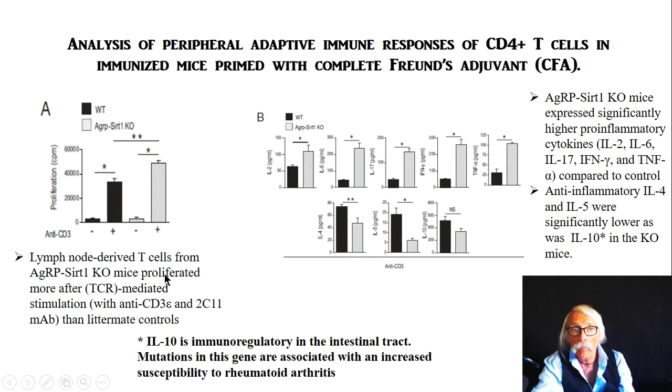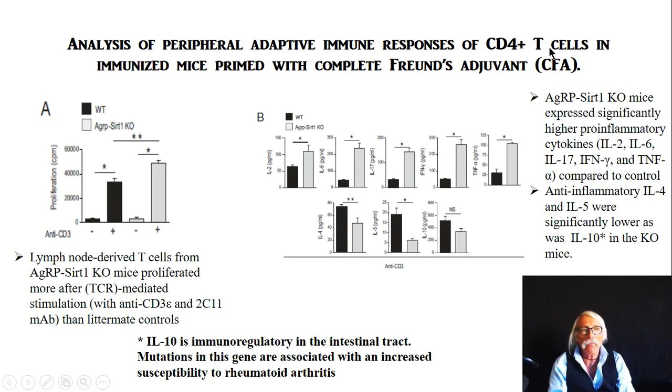From the lymph node. All right, now, one other interesting thing, look at IL-10. IL-10 is less in the knockout, okay? Now, what does that mean? I had to look this up. I didn't remember. IL-10 is immunoregulatory in the intestinal tract. Yeah. So mutations in that gene, evidence in the literature, are associated with an increased susceptibility, this is amazing, to the autoimmune disease known as rheumatoid arthritis. So look at here, we're having an effect even on the immunoregulatory interleukin.